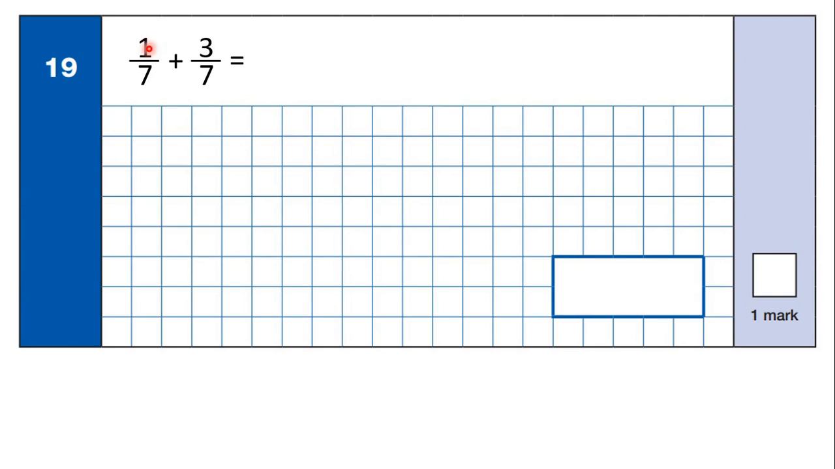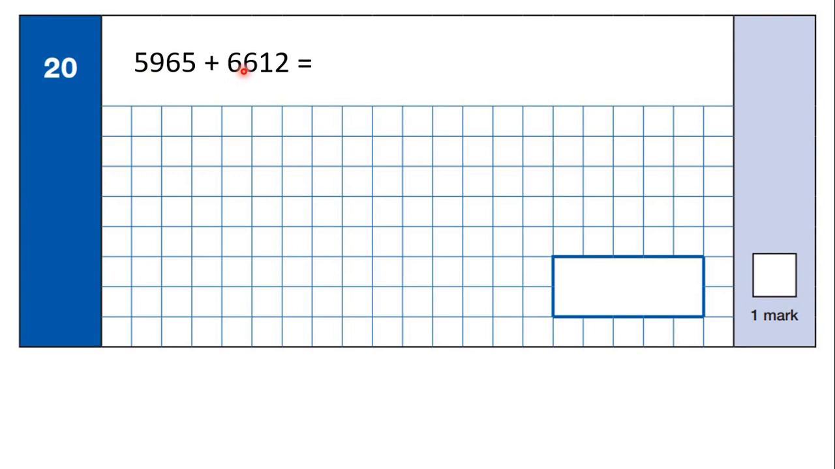Question 19. 1/7 plus 3/7. We can see that we have a common denominator of 7 in the question, so the denominator will be 7 in our answer as well. Now we can just add the numerators, and 1 plus 3 is 4, so our answer is 4/7. Question 20.